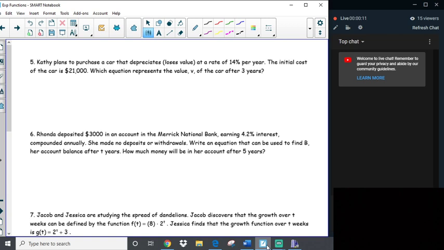functions with you in some word problem style.